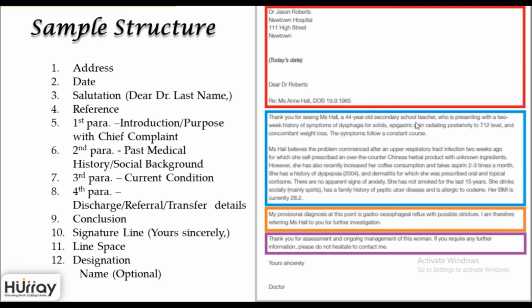Then mention the medical history, social background, talk about the current condition. Ensure that you mention what type of letter this is or what type of plan is mentioned, it could be discharge, referral or transfer. Put the conclusion, put your signature line, leave a space and put your designation. If your name is given, then do mention your name below the designation.